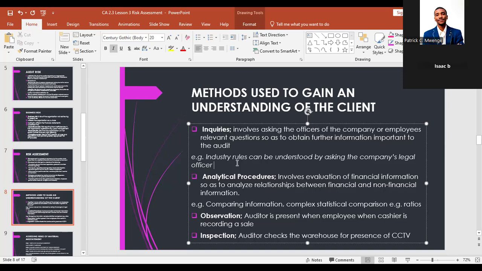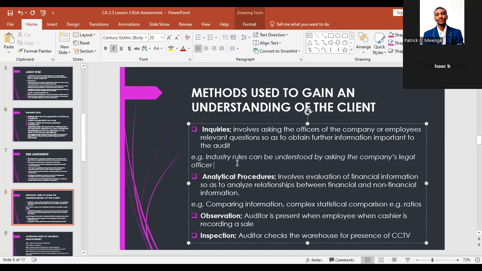You understand? So we can compute, let's say, the receivable days, the receivables collection period. We calculate the ratio for this year, then also calculate the receivables collection period for last year. Then we compare. If we make that comparison, we can assess and understand where the risk is, and we can know where we can channel our efforts in carrying out the audit.